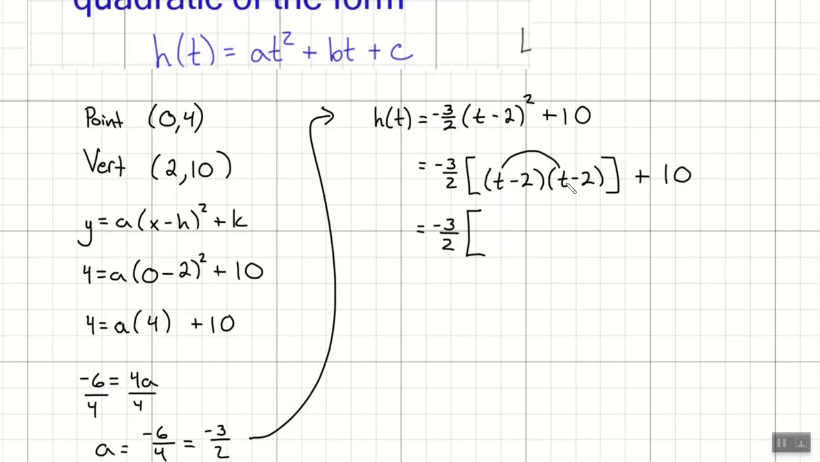What's t times t? What if you multiply them? t squared. t times t. There's first times first. In FOIL, that's our first.